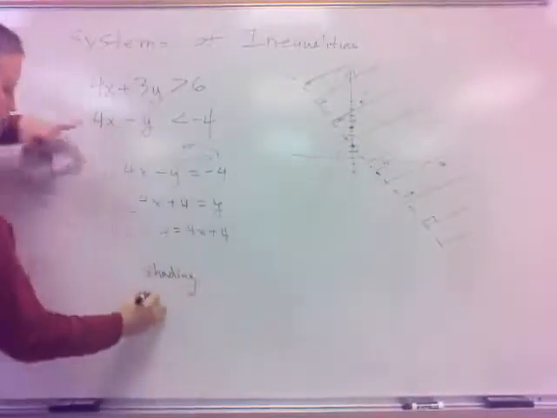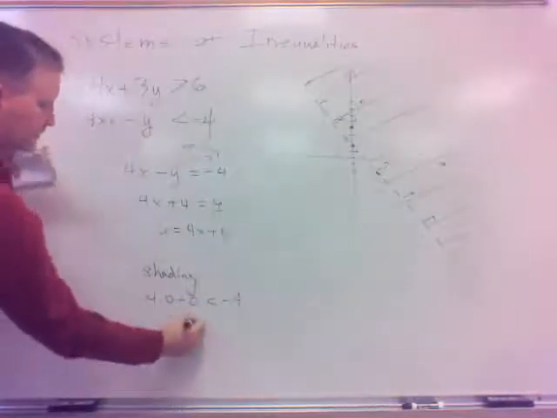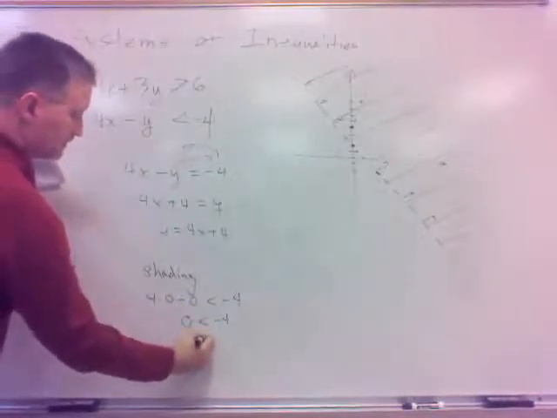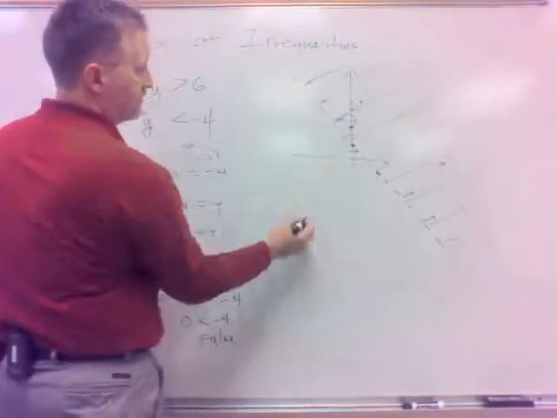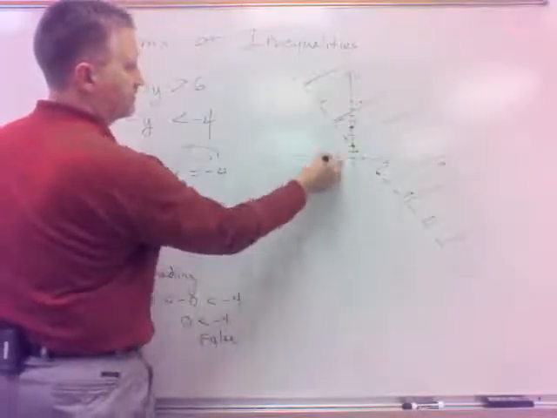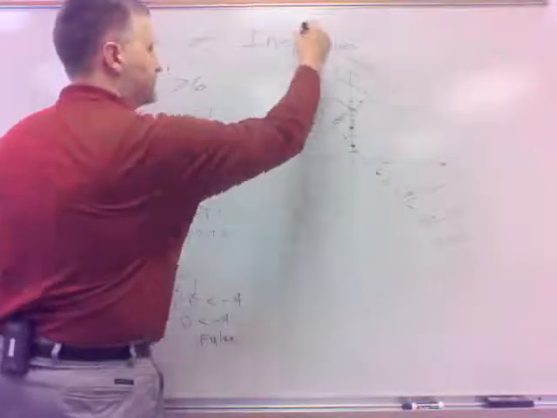0, 0. 4 times 0 minus 0, is that less than negative 4? Wrong again, okay? So 0, 0 doesn't work, so I'm shading on this one. Do a little cross action there.